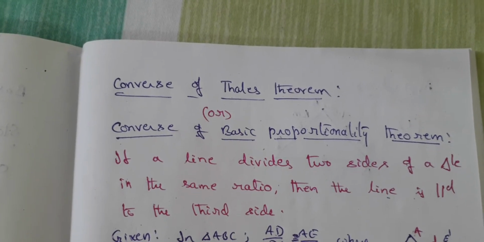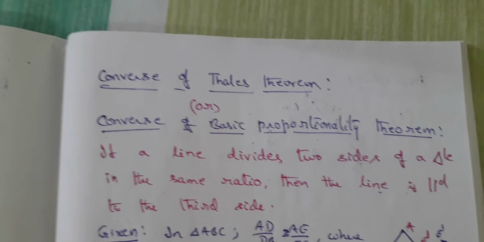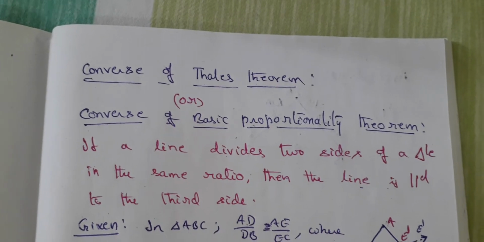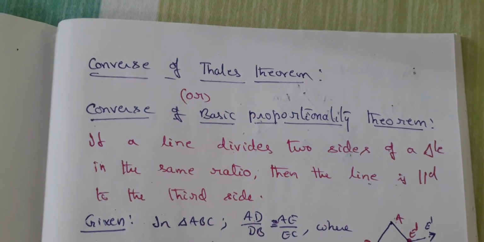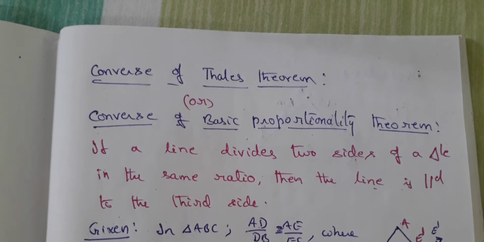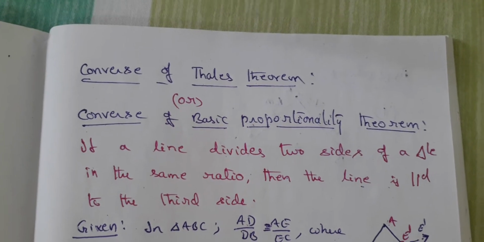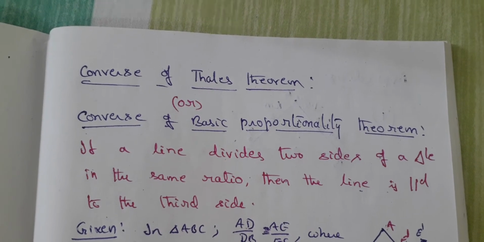Now we are going to discuss the converse of Thales theorem. First of all, let us again recollect what Thales theorem says. The other name for it is basic proportionality theorem. So what does it state?